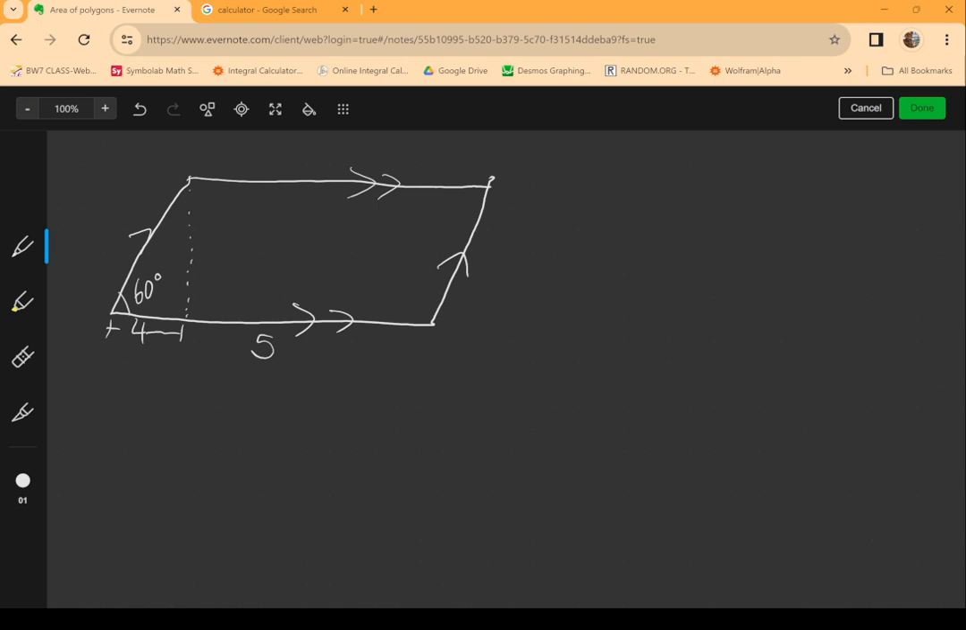Okay, and that is all I am given, and I'm asked to find the area. Find the area of the parallelogram.